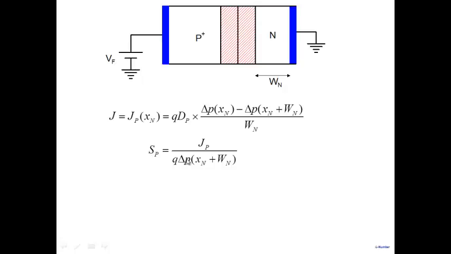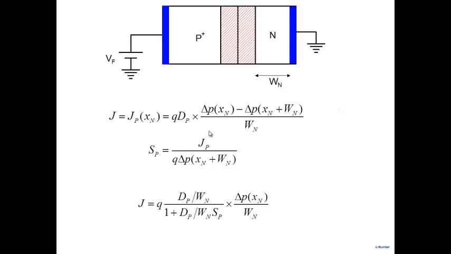So what should I do? I can take this delta p at xn plus Wn and write it in terms of Jp, and substitute it here. So this term becomes in terms of Jp. Then with Jp here and Jp here, simple rearrangement will give you this expression: q Dp by Wn, divided by 1 plus Dp by Wn into Sp, times delta p at xn by Wn. So now we have an expression for current in a P plus N junction where the contact is not ideal.